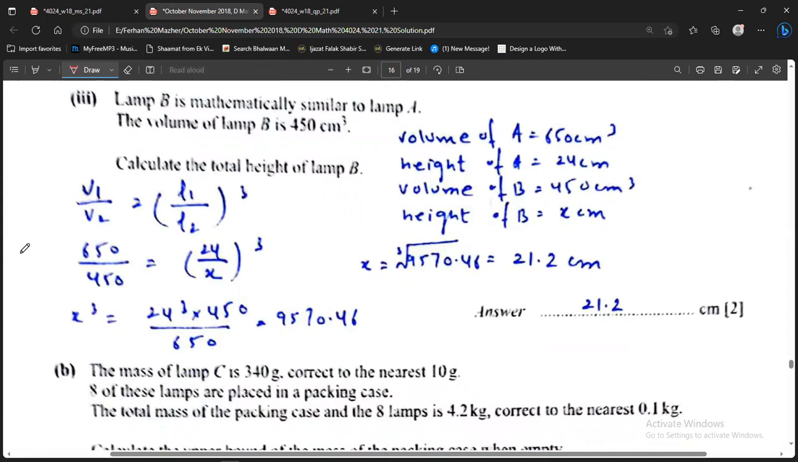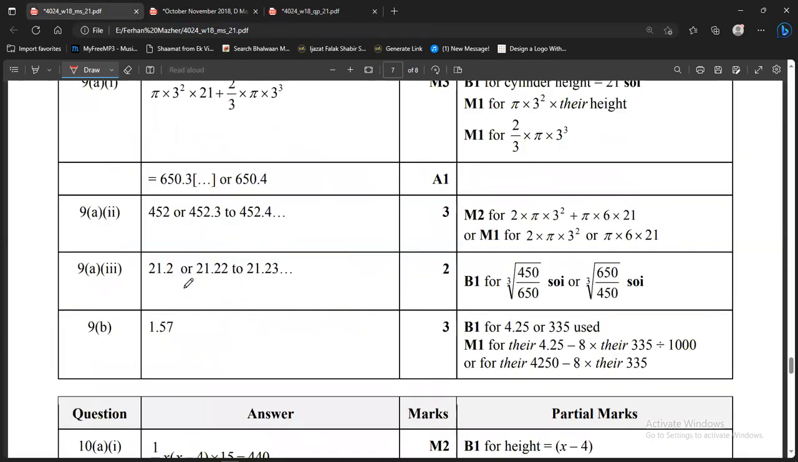So V1 is 650, V2 is 450. The height 1 is 24, and the height 2 is the question, so it's whole cube. So you will have x cube equal to 24 cube multiplied by 450 divided by 650. So then I will get 9570.46. Then take the cube root on both the sides. When you take the cube root of 9570.46, you will get 21.2. So the height of the second lamp is 21.2. And that is the right answer, sir.